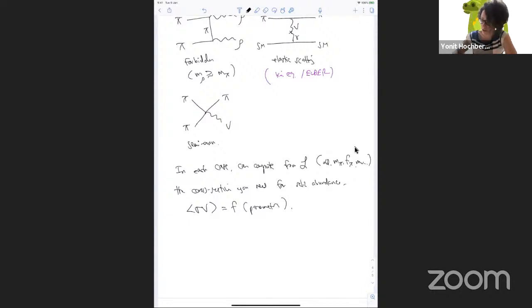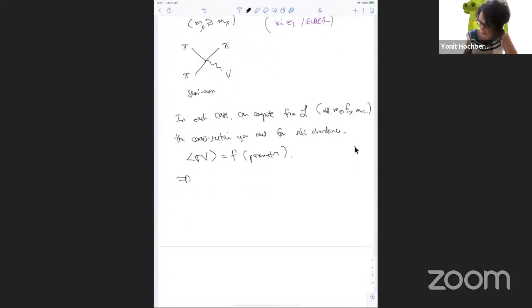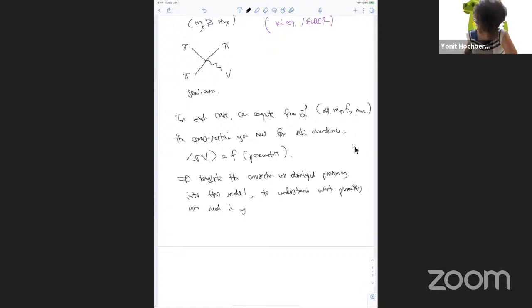Once you do this, you can translate the cross section that we developed previously into this model, to understand what values of the parameters, and what relationships, are needed in your model. So that's the general prescription.